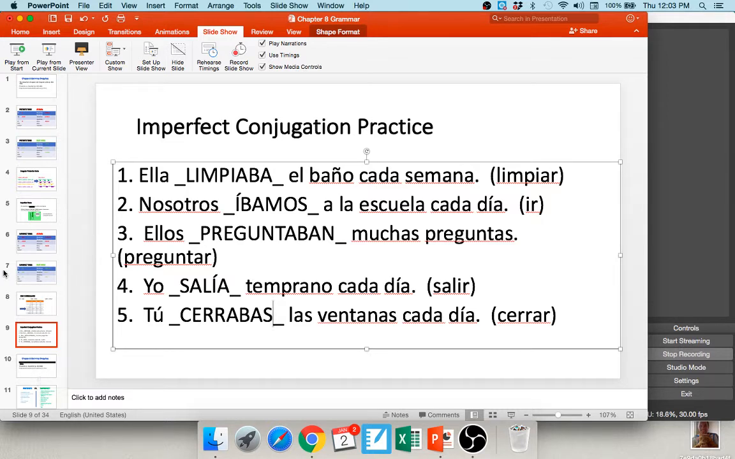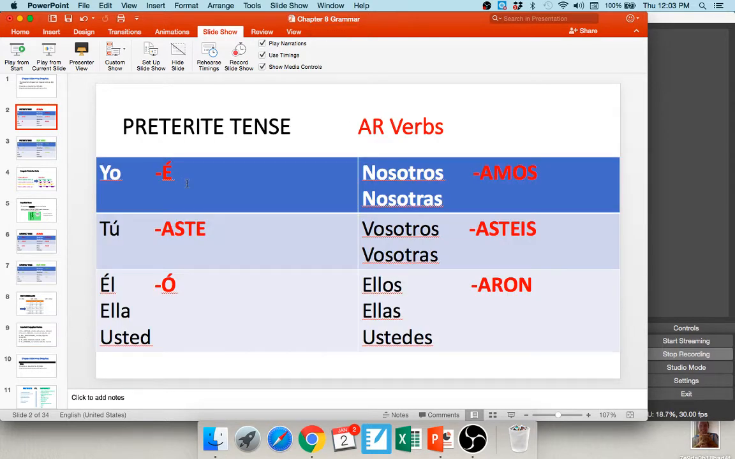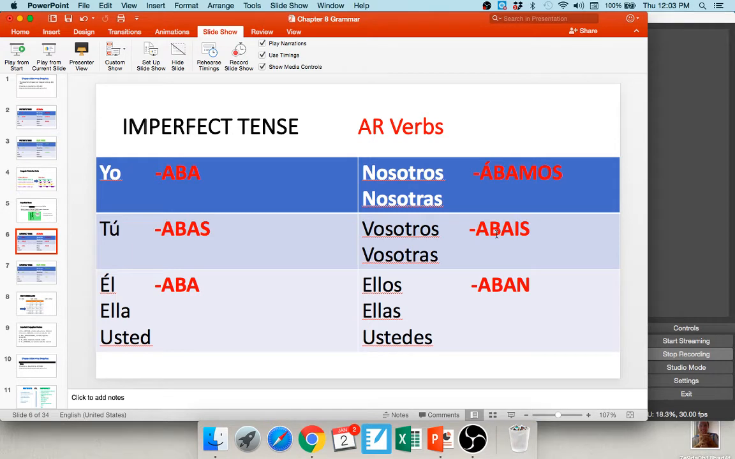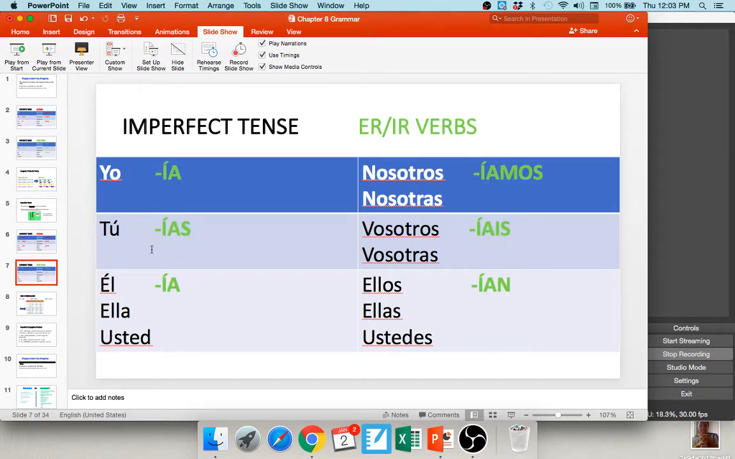So again, the imperfect: aba, abas, aba, ábamos, abais, and aban for an AR verb, or ía, ías, ía, íamos, íais, and ían for an ER or IR verb.